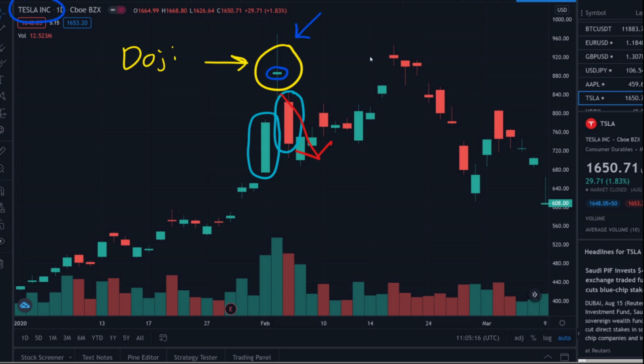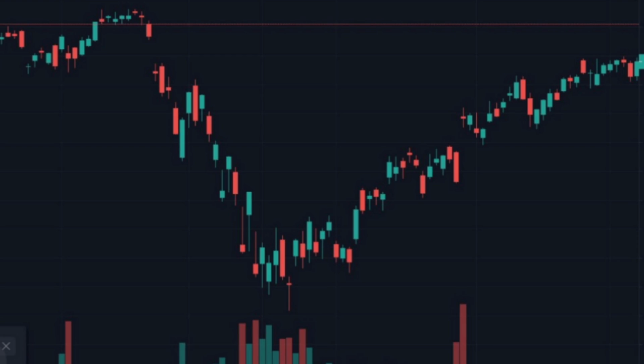We can take a look at one more example here. All right, so what we can see right here is the brutal crash caused by the virus I can't even name. But at the bottom of this crash, we can see something interesting. This candle right here is what? Well, it is a doji.